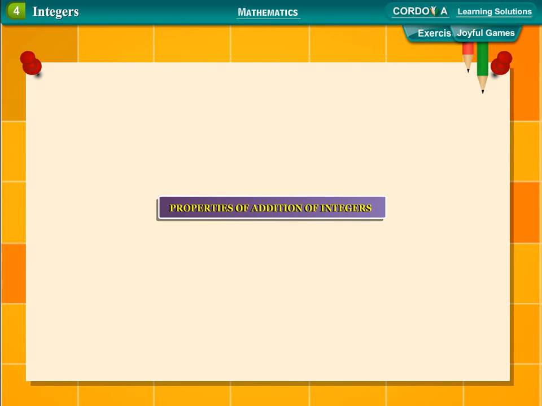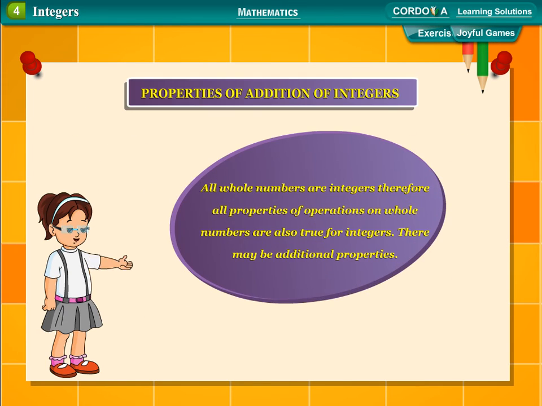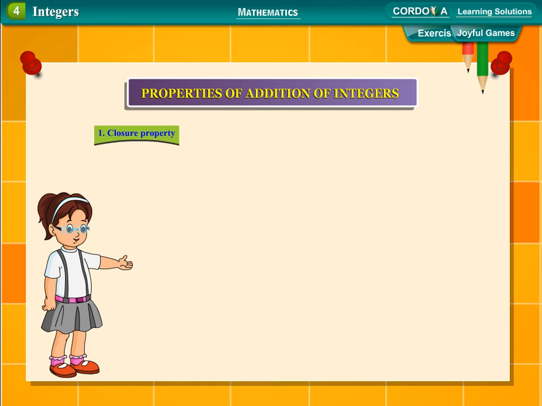Properties of addition of integers. All whole numbers are integers. Therefore, all properties of operations on whole numbers are also true for integers. There may be additional properties. Closure property: if a and b are two integers, then a plus b is also an integer. That is, sum of two integers is always an integer.